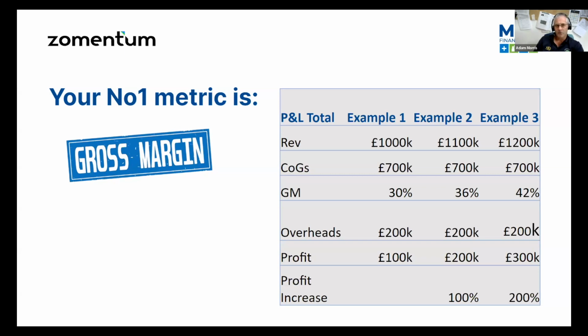And the key thing about gross margin is that if you keep your overheads the same, you don't have to increase your gross margin that much to make a huge impact to your profit bottom line. And so here we've been able to drive our profit from 100K right the way through to 300K. So we've trebled it just by adding 12% of gross margin. So that's the power of gross margin. And for me, it's probably the number one KPI you all need to be looking at. Okay, Ben.